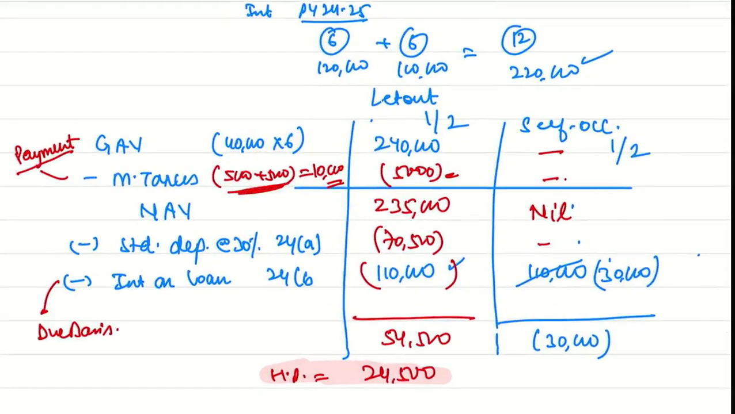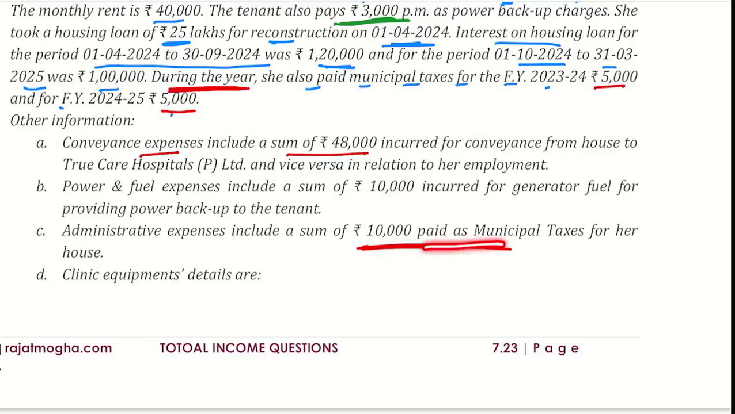5,000, 5,000 for these house. This I'll not take because it is self-occupied. Self-occupied starts with nil. This I have already taken. So although it is 10,000 total, they are saying that 10,000 is included in administrative expenses. So I will disallow it.